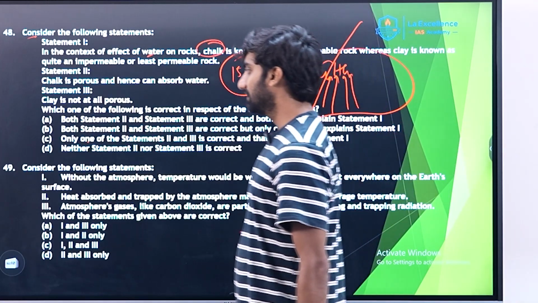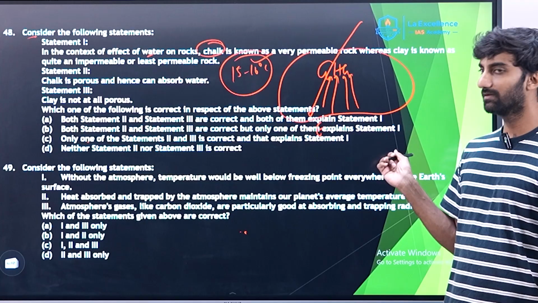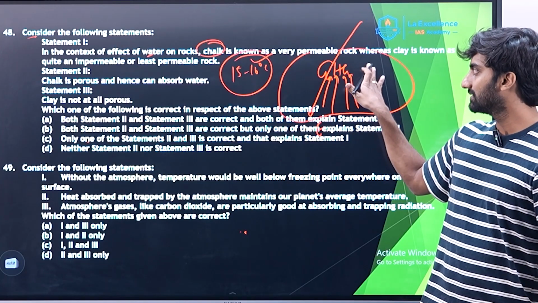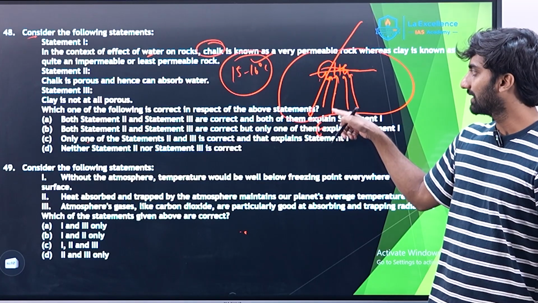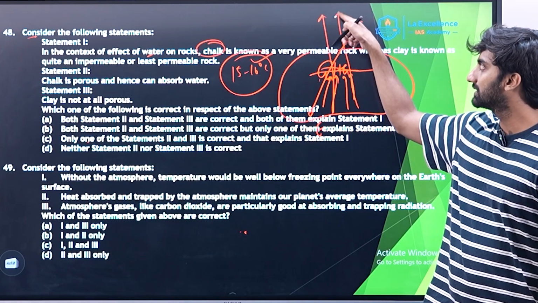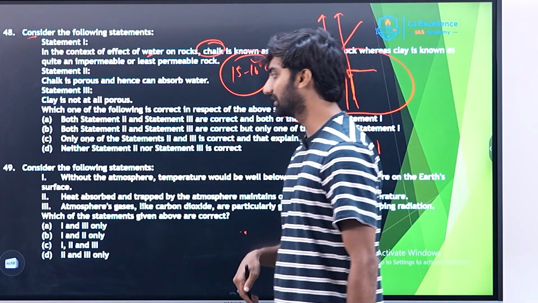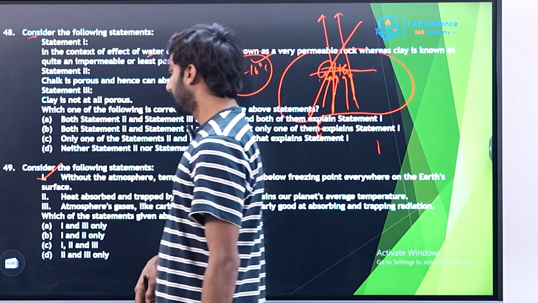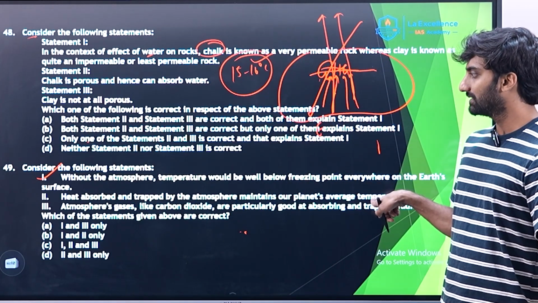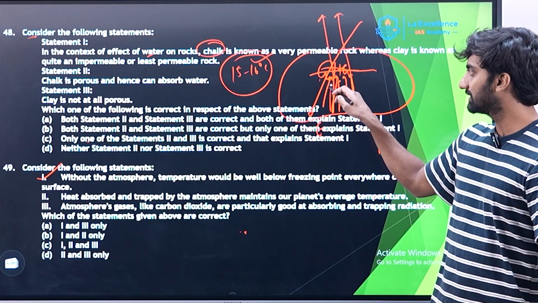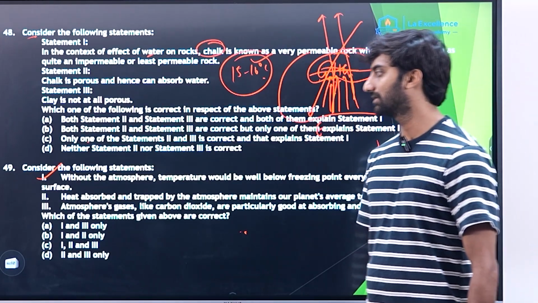Statement 1 tells, without the atmosphere, temperature would be well below freezing point everywhere on Earth's surface. True. If these gases are not there in the atmosphere, whatever radiation Earth is emitting back, the entire radiation will go into outer space, and Earth will become extremely cold. Temperature drops below 0 degrees centigrade. True. Statement 2, heat absorbed and trapped by atmosphere maintains our planet's average temperature. This is true. Outgoing long wave terrestrial radiation is trapped by greenhouse gases. Greenhouse effect maintains this temperature. True.